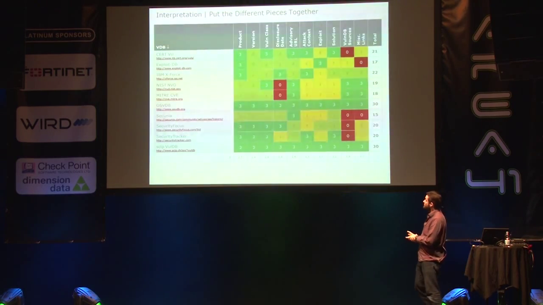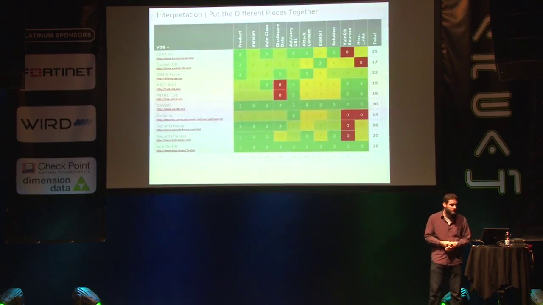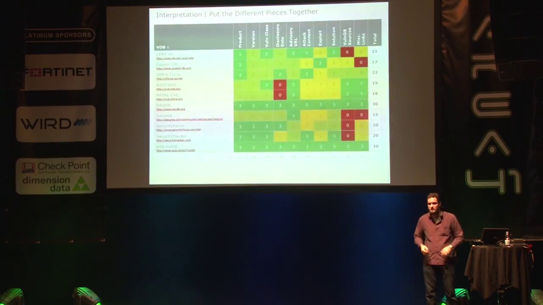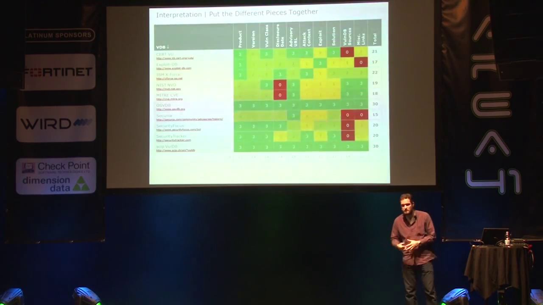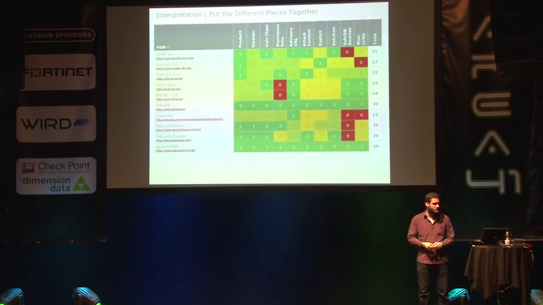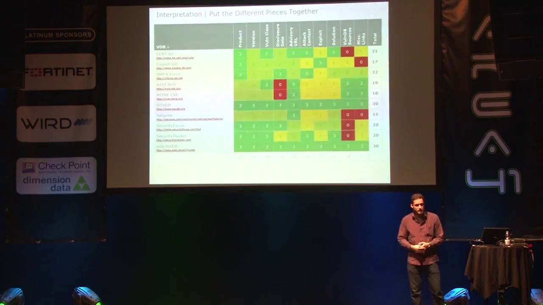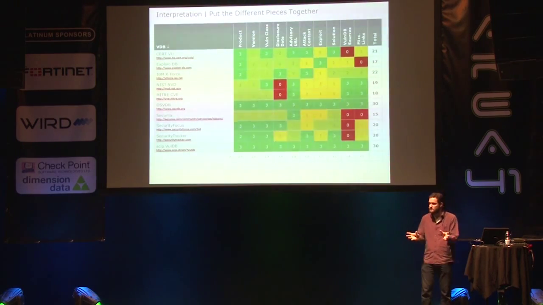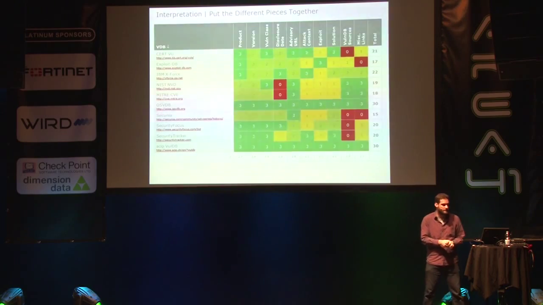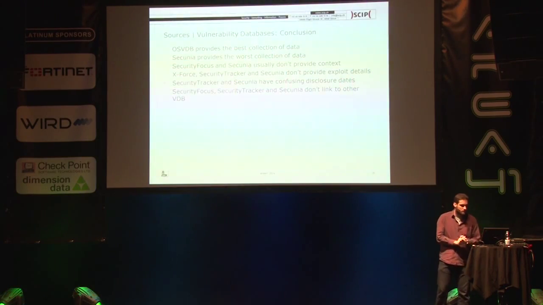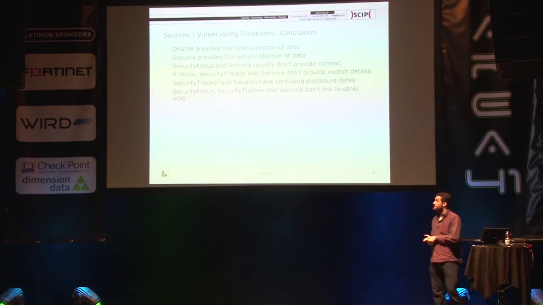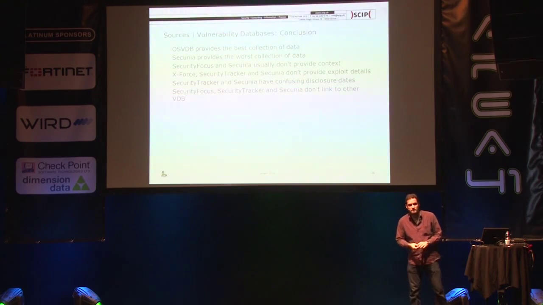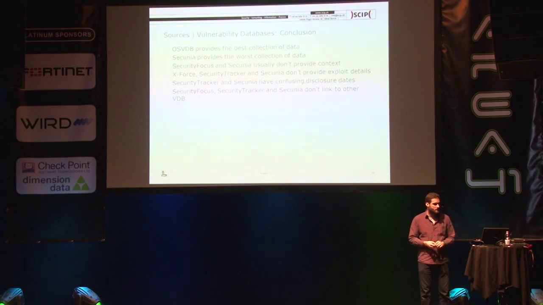And what is also very sad is that a few vulnerability databases don't link to other sources, which I think is not a good thing in different ways, because it's not very motivating if you don't get the attribution. And as a customer of a source, I'm very interested in different sources because it helps me to validate and to correlate the information. So OSVDB provides the best collection, and Secunia provides the worst collection, from my rating point of view.